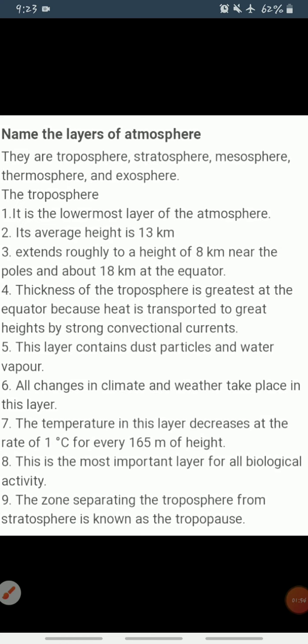The thickness of the troposphere is greatest at the equator because heat is transported to great heights by strong convectional currents. This layer contains dust particles and water vapor, and all the changes in climate and weather take place in this layer only. The temperature in this layer decreases at the rate of 1 degree Celsius for every 165 meters of height. This is why it is the most important layer for all biological activities also. The zone separating the troposphere from the stratosphere is known as the tropopause. Let's understand this with the diagram also.